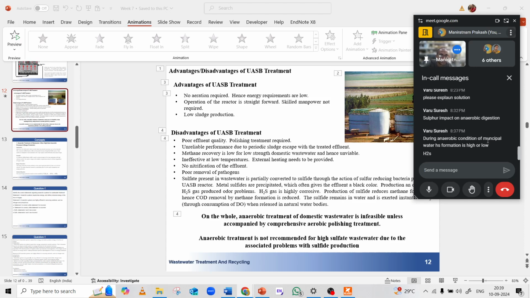Now if the question is, for anaerobic condition of industrial wastewater, is H2S formation high or low? In that case, it would be very high. But for municipal water, the first question is whether your wastewater contains sulfate or not. If your wastewater contains sulfate, then yes, H2S formation will be there. Are you getting what I am saying?